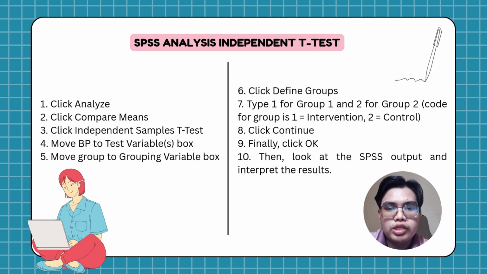So this is how to use SPSS to analyze the independent t-test. In SPSS, we first click Analyze, then Compare Means, then Independent-Samples T Test. Then we move blood pressure to the Test Variable box and the group to the Grouping Variable box. Then we click Define Groups and type 1 for group 1 and 2 for group 2. This is the code: group 1 is intervention and group 2 is control. Then we click Continue, look at the SPSS output and interpret the result.